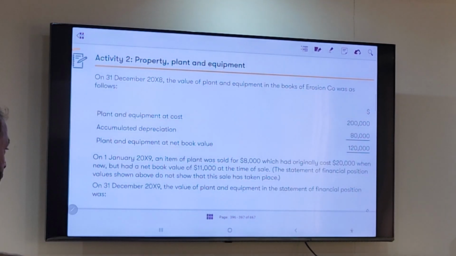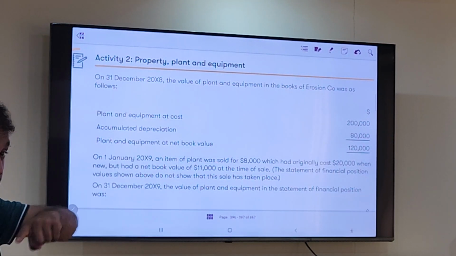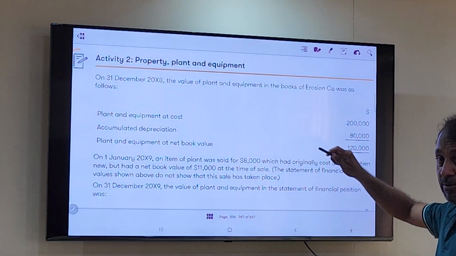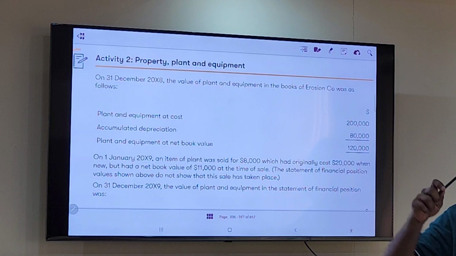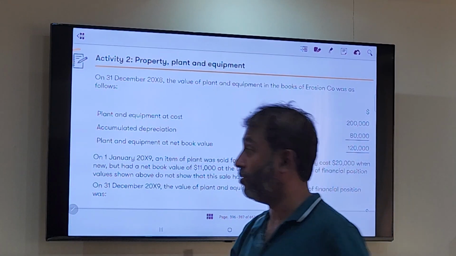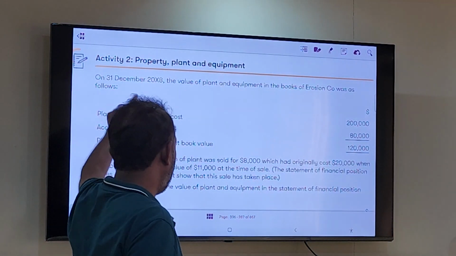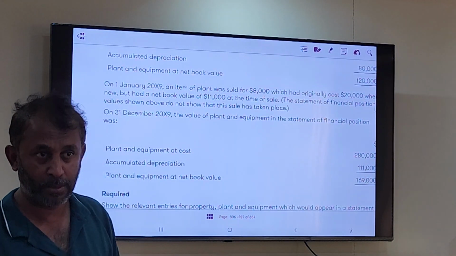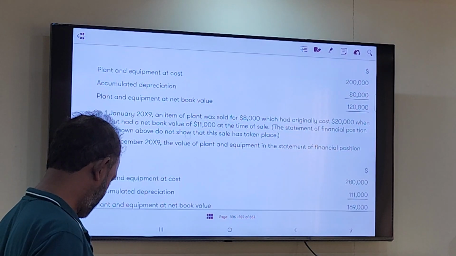31st December 2018. Now what do they say? Now we are moving to the next year. So these two items, when you talk about next year, will become an opening balance. Clear? So on 1 January 2019, that's exactly the first day of the next year. Please be careful with the accounting year. So our accounting year is 31st December.